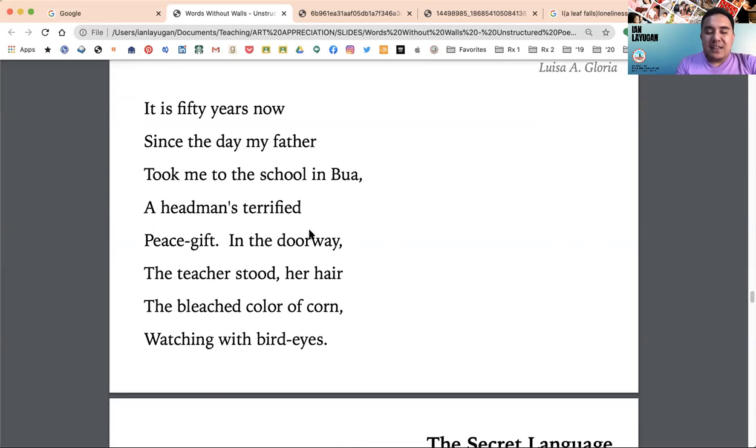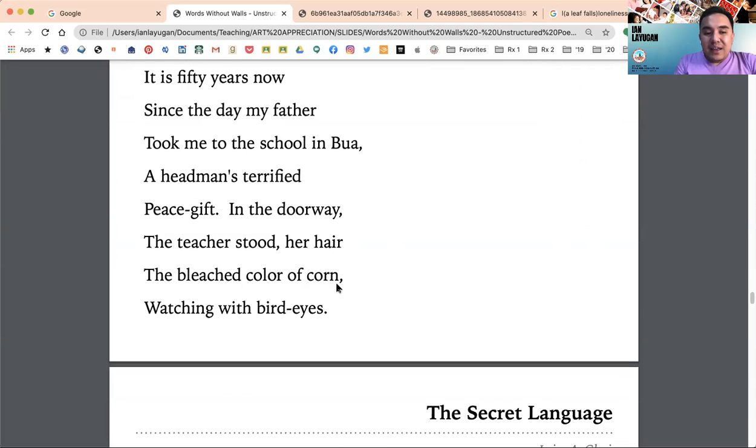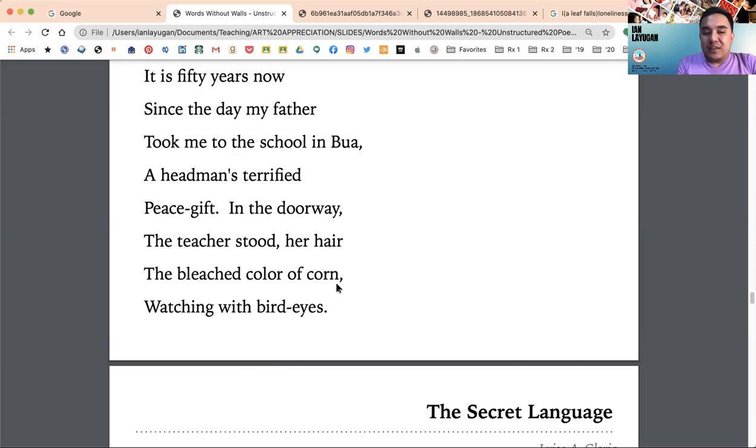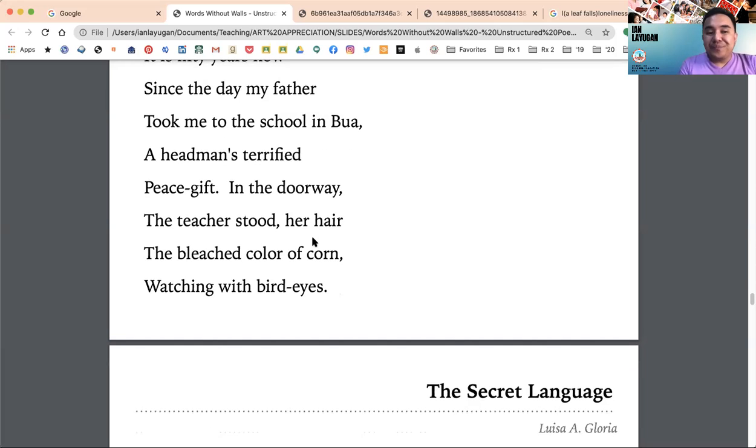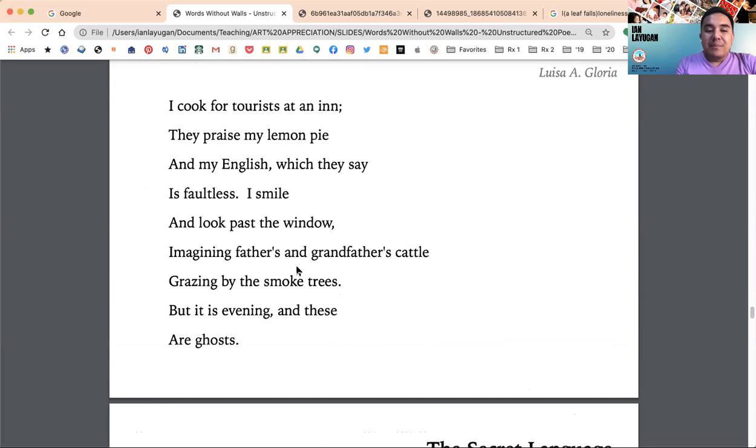So she is a headman's terrified peace gift. Para siyang inalay, parang ganon. It's not literal, but it's like the father has given her to another culture, to another community. "In the doorway, the teacher stood," and the teacher has hair the bleached color of corn, "watching with bird eyes." So Amerikano nga yung sinasabi siguro dito because of the bleached color of corn being the hair.